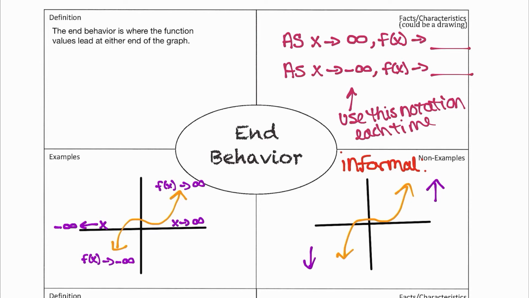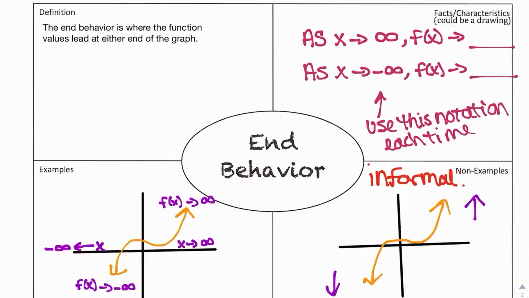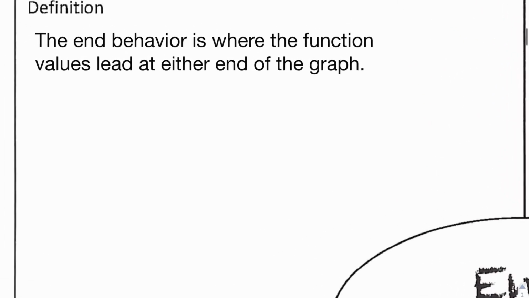So let's read through this piece. For the definition, the end behavior is where the function values lead at either end of the graph. Whenever I talk about function values, we're talking about the y values, okay?